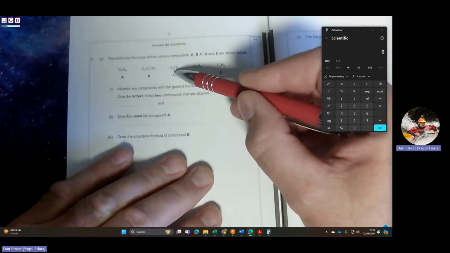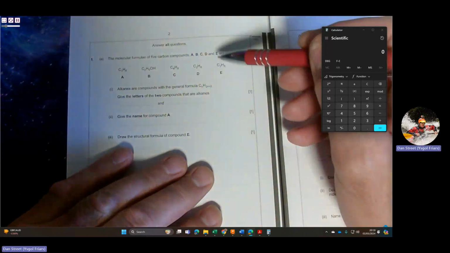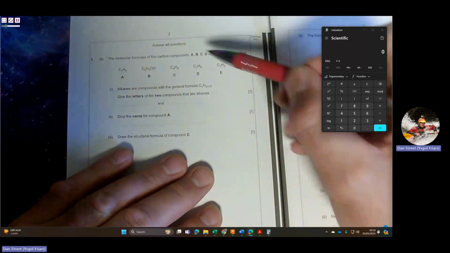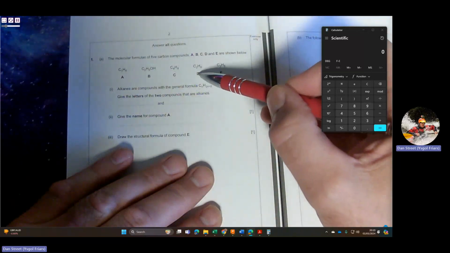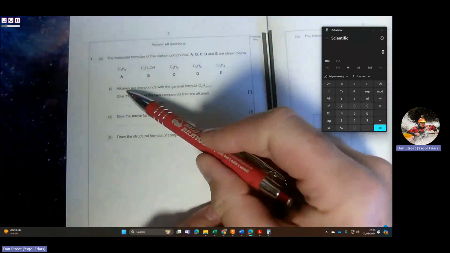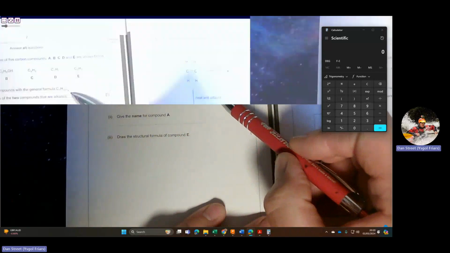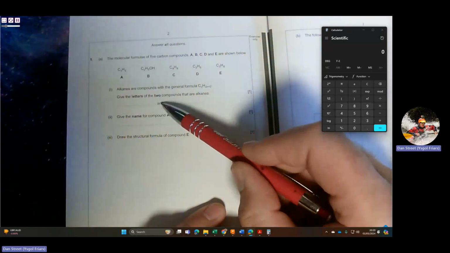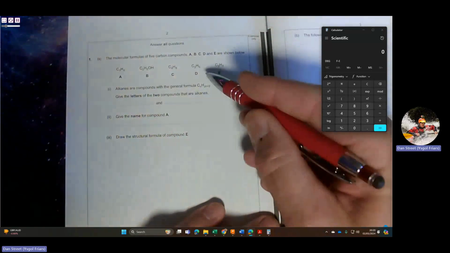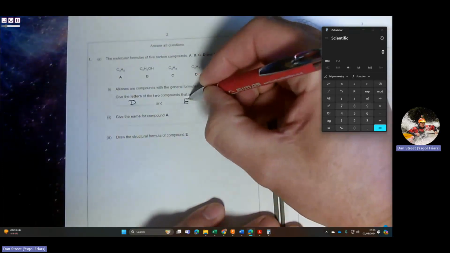C4H8, again, that fits CnH2n. That's an alkene. And then the final two would fit the general formula CnH2n plus 2, making them alkanes. Okay, so alkanes are compounds with the general formula CnH2n plus 2. Give the letters of the two compounds that are alkanes. So we've already identified those as D and E.